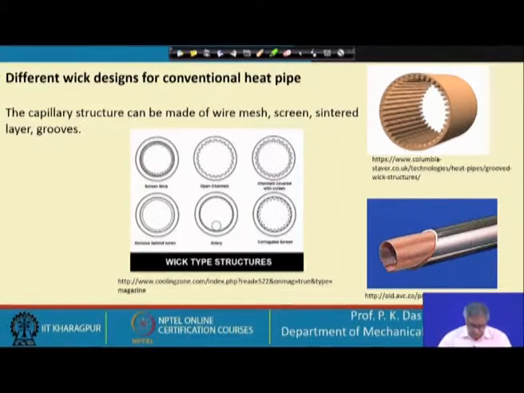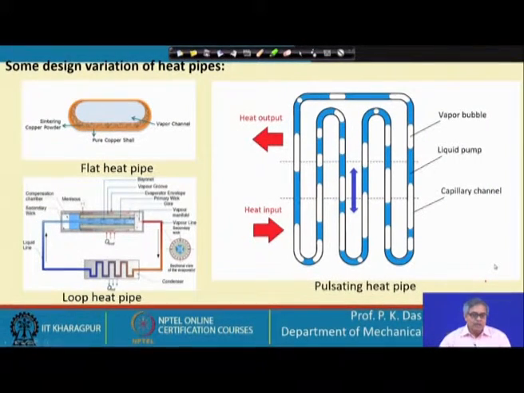Now, if we go to the next slide, some design variations of heat pipes. Again let me tell you that the course is such that we have to cover different types of heat exchangers. So, on heat pipes we will not be able to spend a very large amount of time, but some of the unique variations let us discuss. Again with this rider that these are not all inclusive, there are many variations possible.